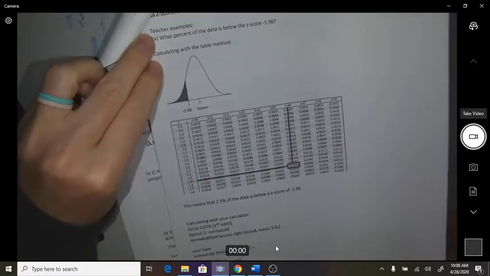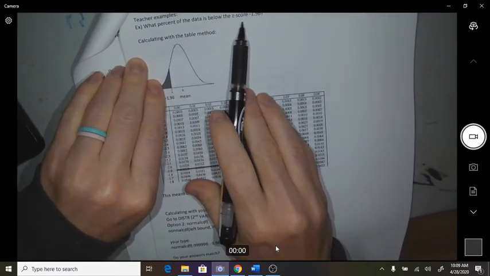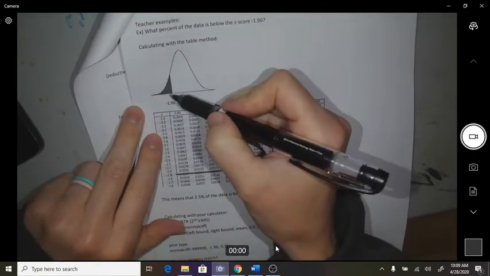Okay, today's lesson is talking about the z-scores and how they relate to percentages under the curve. Okay, so here's the question. What percent of the data is below the z-score, negative 1.96? So this is what it looks like.